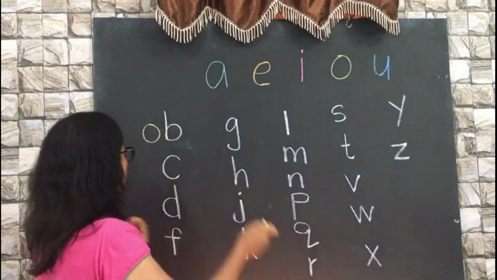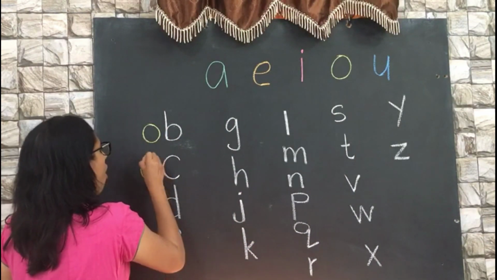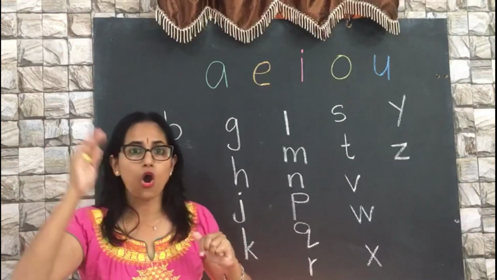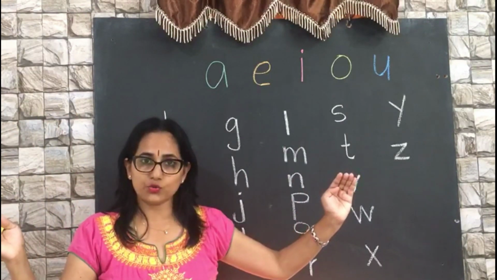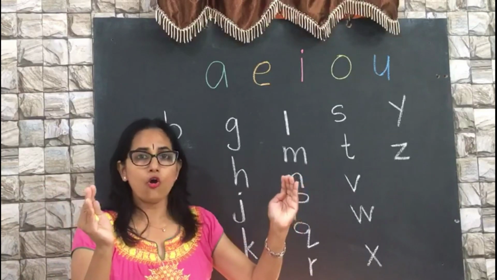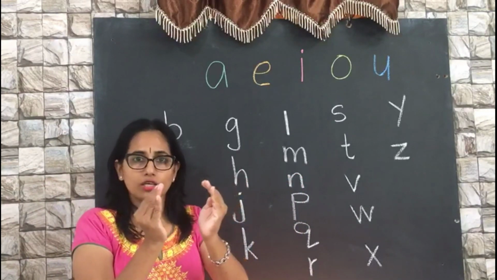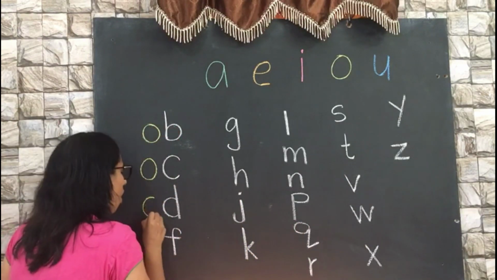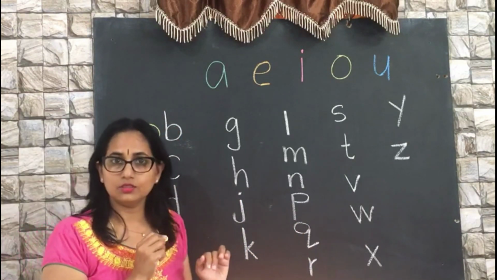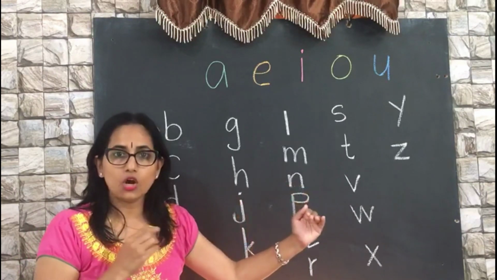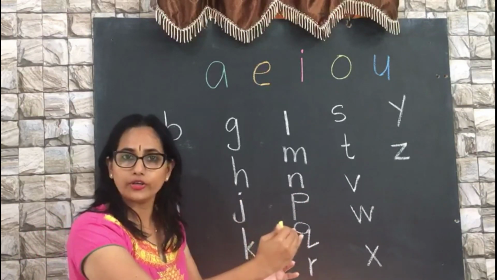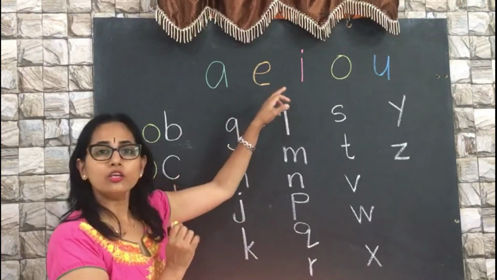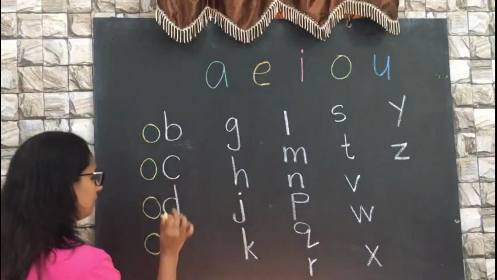So give another example. Here, O, K. The sound of C is K. O, K. Faster. O, K, O, K. Clear? Yes. Now, O, D. O, D. Same way, you should make them join vowel O with all the consonants.